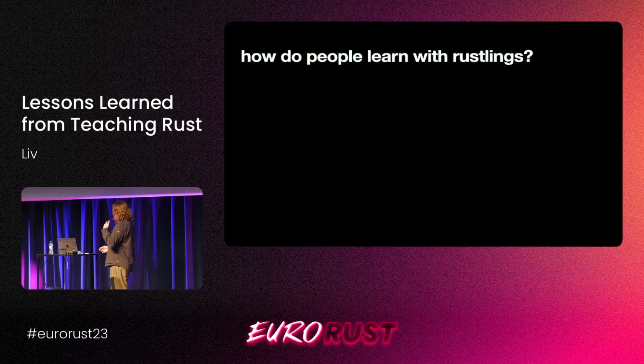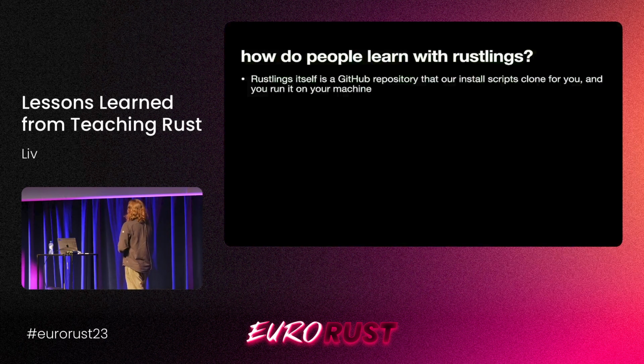I want to talk a bit more about how people learn with Rustlings. So basically, from a user's perspective, how would you go through it? And what are the specific points that we can isolate from this? So as I said, Rustlings is contained in a GitHub repository that contains these 2 parts. One is the exercises. So it's a bunch of Rust files, literally a bunch of Rust files.